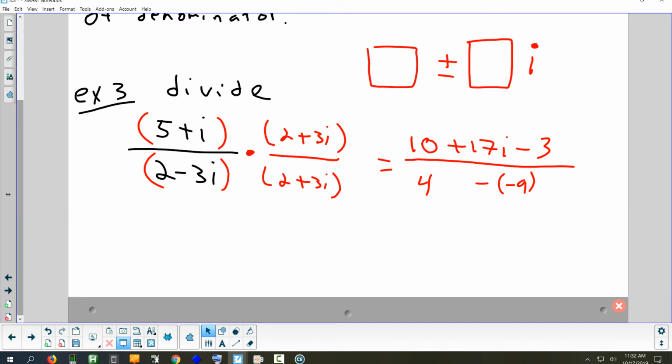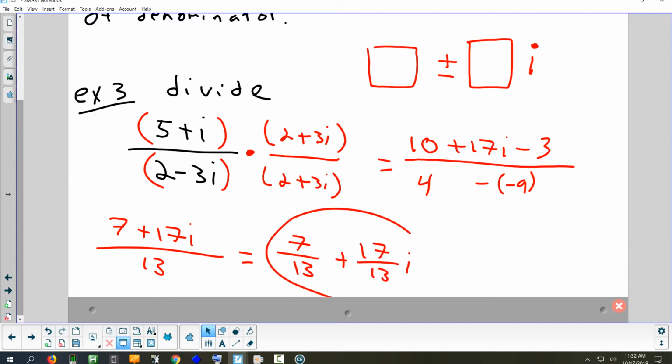All right, so now we've got 10. Actually, we can combine. What's 10 minus 3? So 7 plus 17i, all divided by 13. Does this look like what I want my answer to be? No. Not quite. Okay, but it's just about there. Only thing you've got to do is separate it into 2 parts. So the real part that would go in the first box is 7/13. And the imaginary part is 17/13. And that's what I'm looking for.